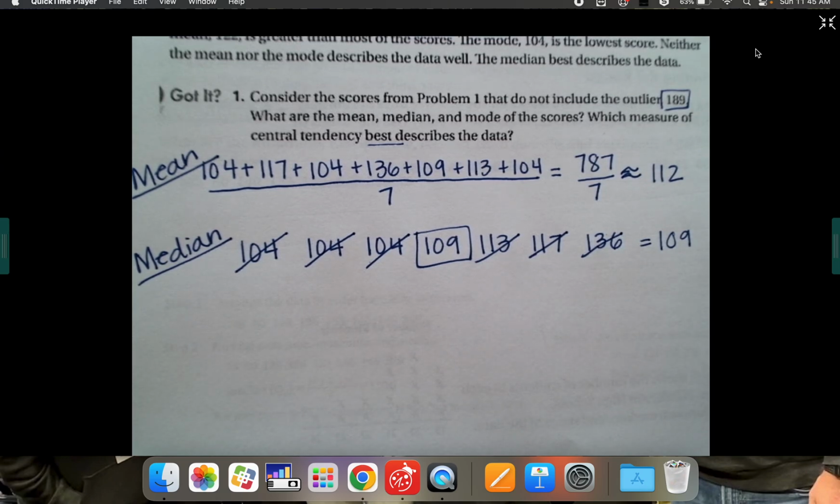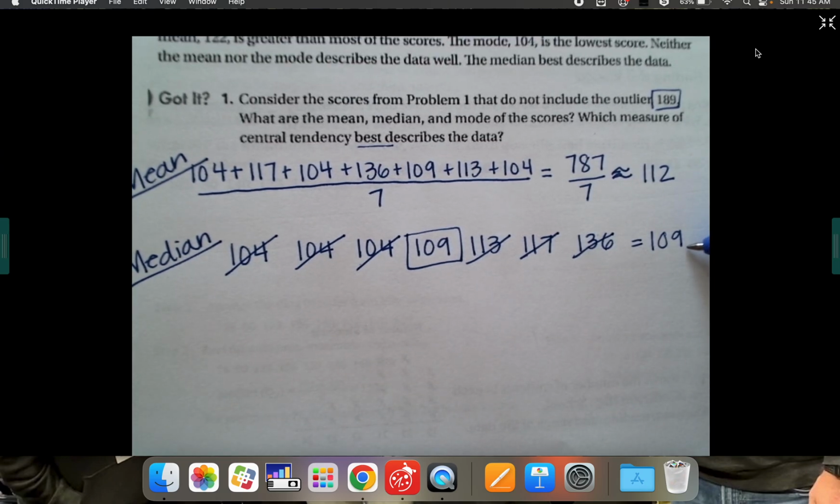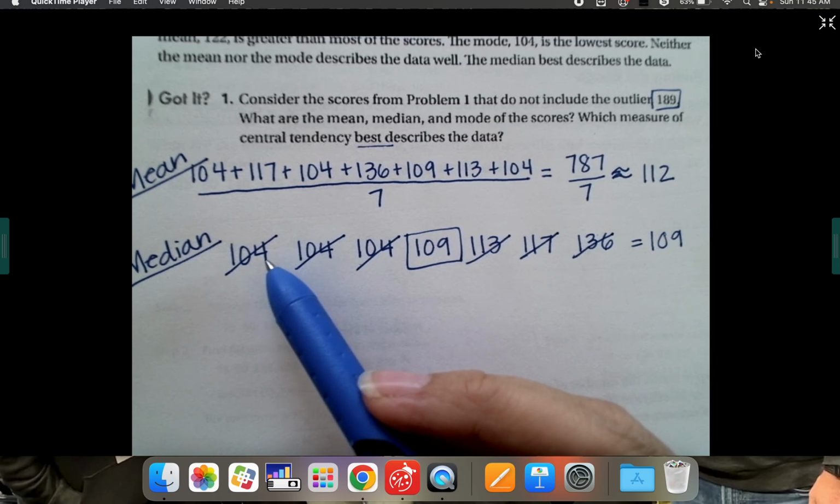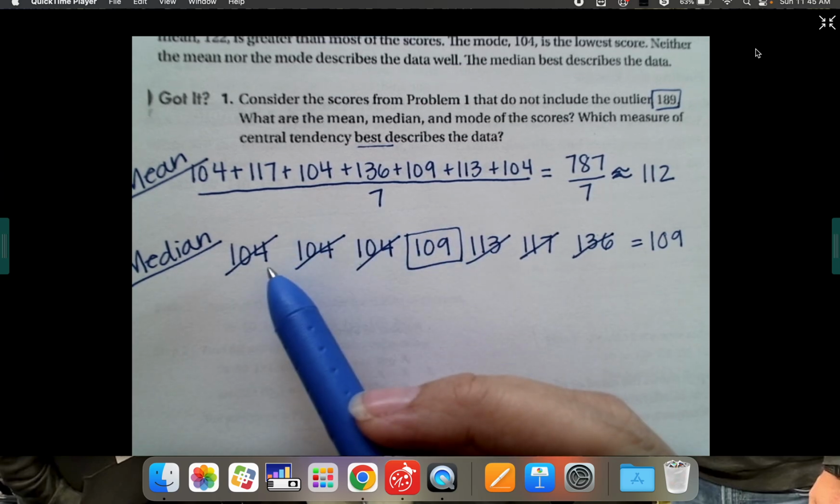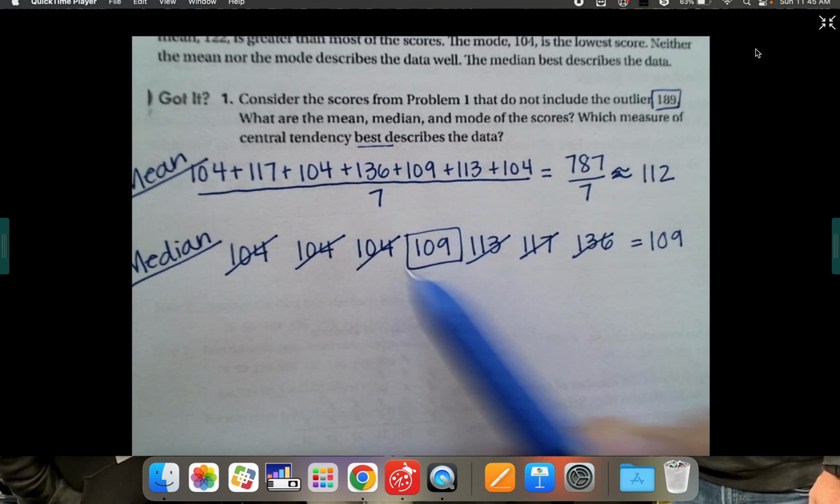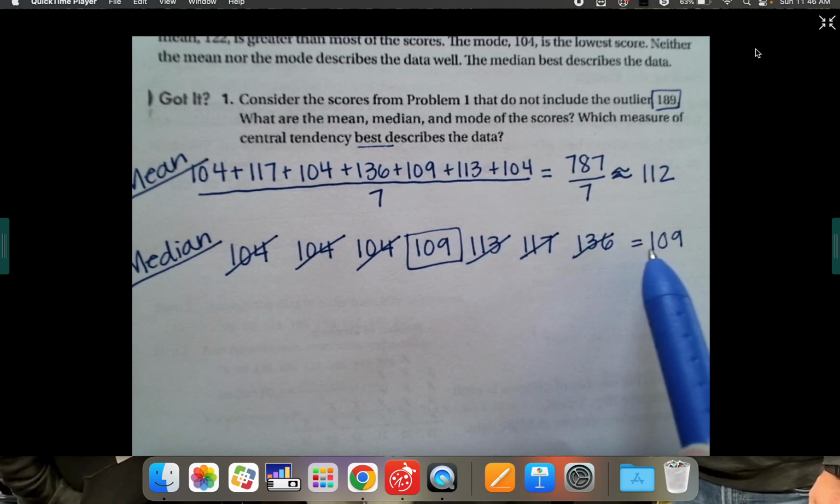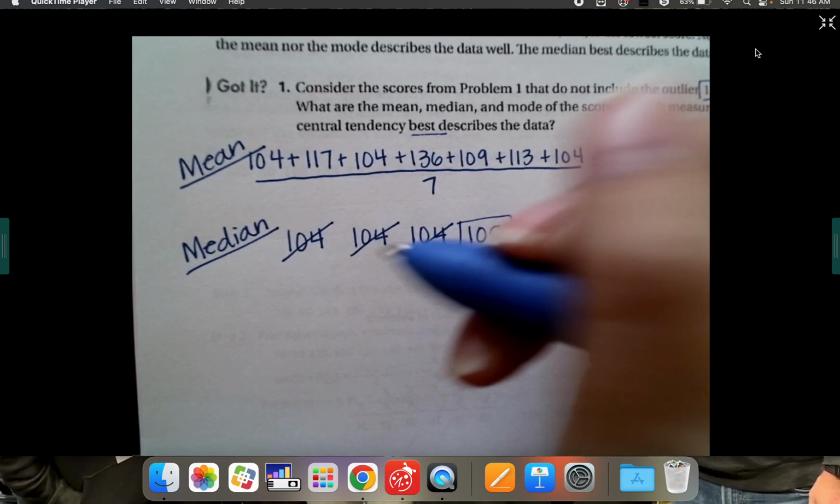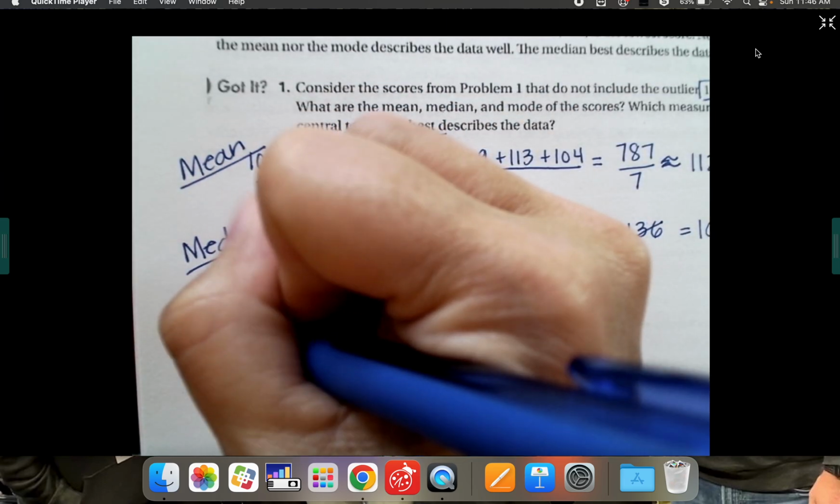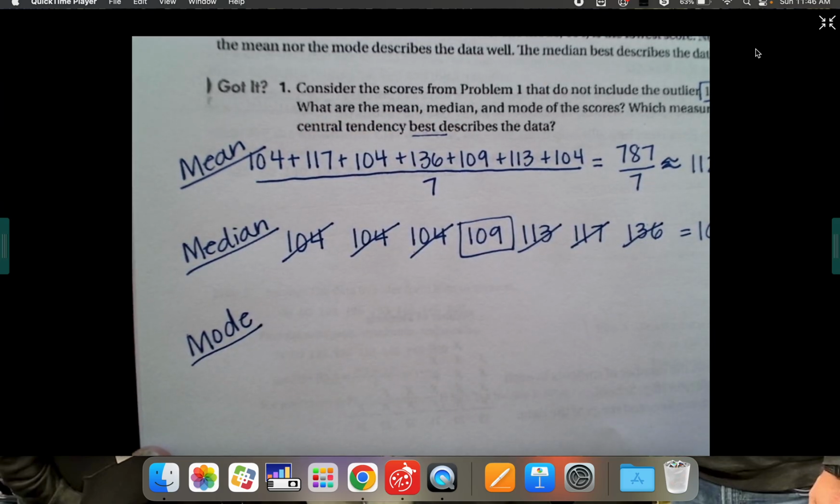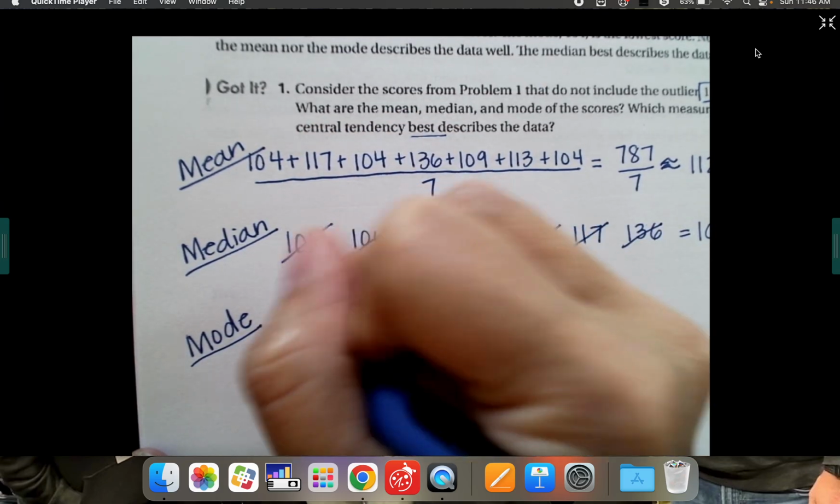Okay, so maybe that's not the best representation of data now, because actually our lowest number was 104. So 109 is really close to that. If I said the best representation of data is 109, that's really not accurate because we had several people who had a lot more than that. And then we're going to do the mode. The mode is the one that's there the most often, and that would still be 104.